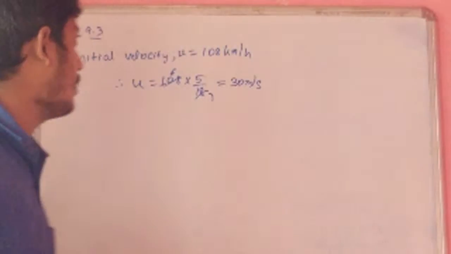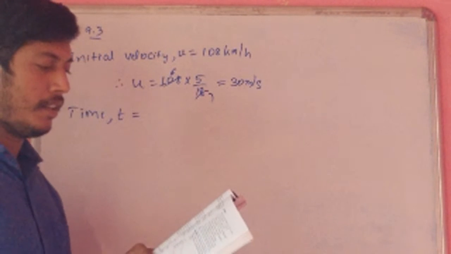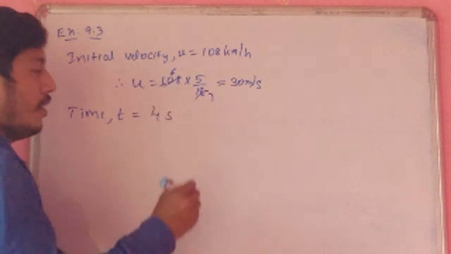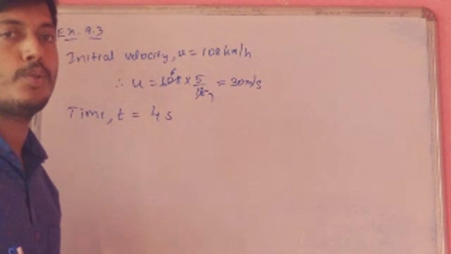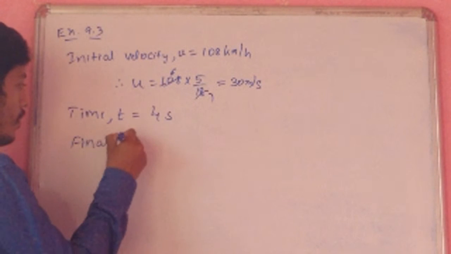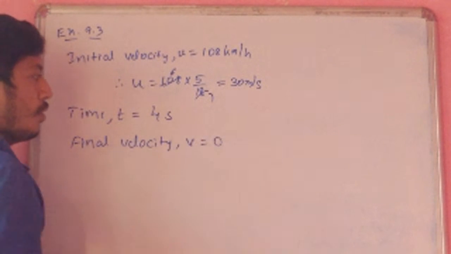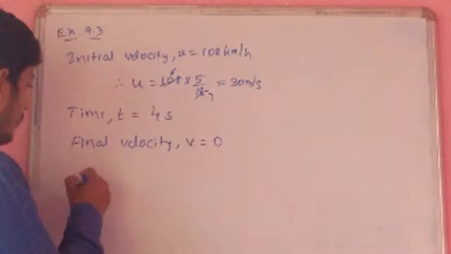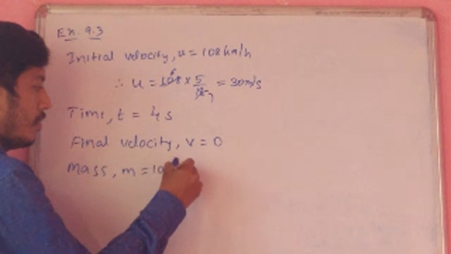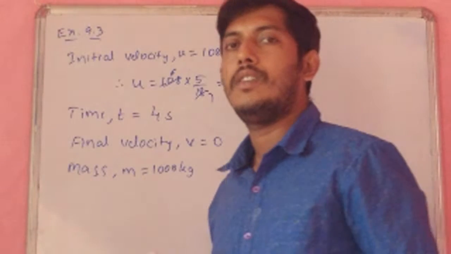Okay, then time is given. Time, t, equals how much? The motor car comes to rest after 4 seconds, so time is 4 seconds. The motor car comes to rest, that means the final velocity is how much? It is 0. Final velocity, v, equals 0 here, and mass is given, m equals 1000 kg. Now based on that we have to find the force.